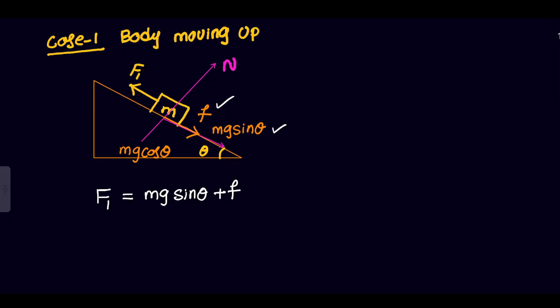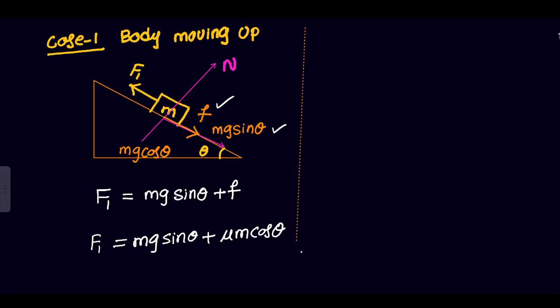So how much is the frictional force, you tell me? Yes, so F1 is equal to mg sin theta plus mu mg cos theta. This much of the force we need to apply. Then only the body will move in which direction? Up the plane. Right. Now, okay.